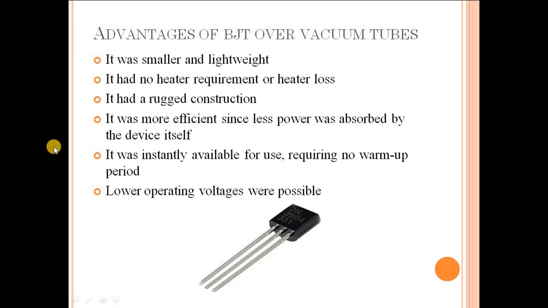And the last disadvantage of the vacuum tubes that we can discuss is that the vacuum tubes could be operated only above a certain voltage level. Lower voltage operation was not possible for vacuum tube triodes, whereas the BJTs could be operated at much lower voltages and currents.